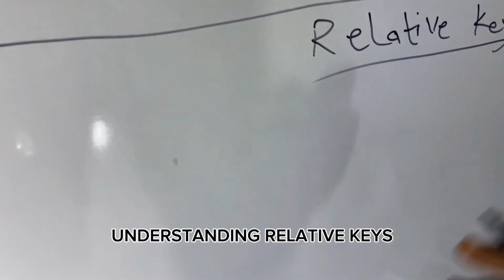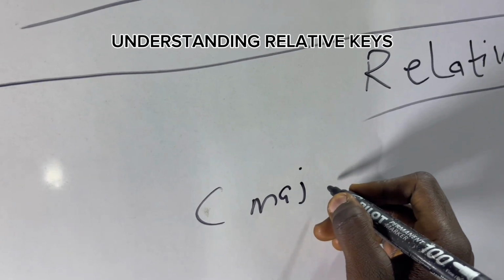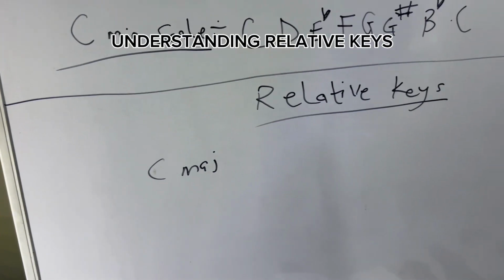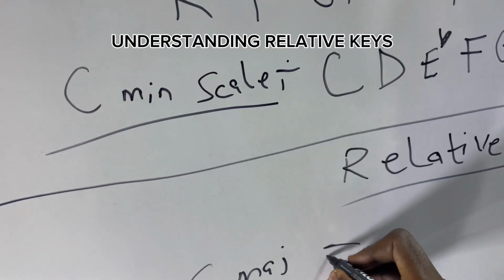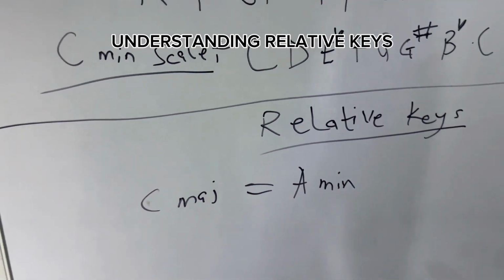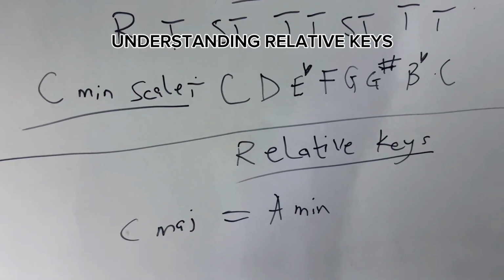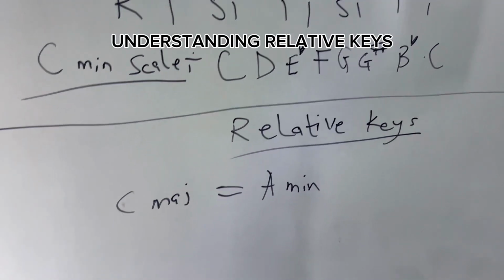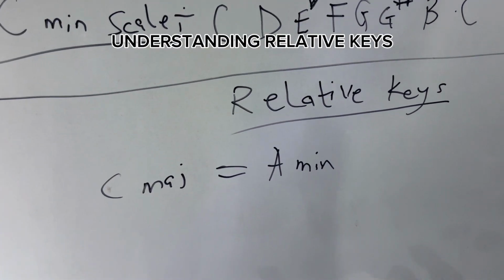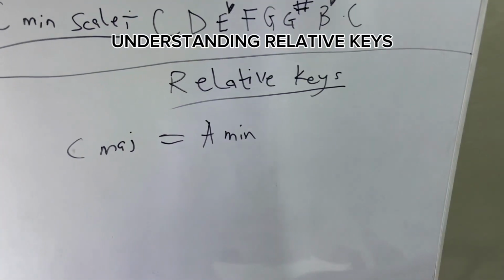Now, for instance, let's say C major. The relative key of C major is A minor. The reason why they are the same is that they have the same key signature. The accidentals in them are the same. Very good. Now let's do this.